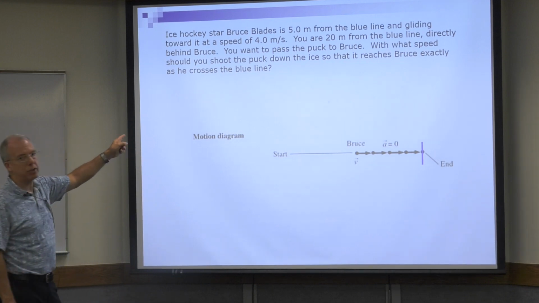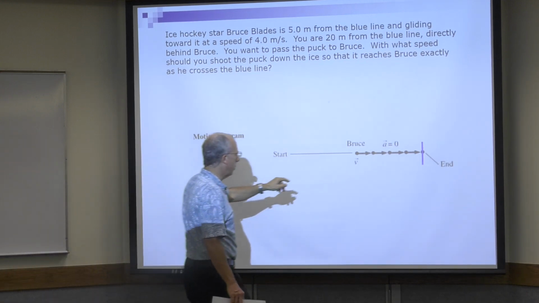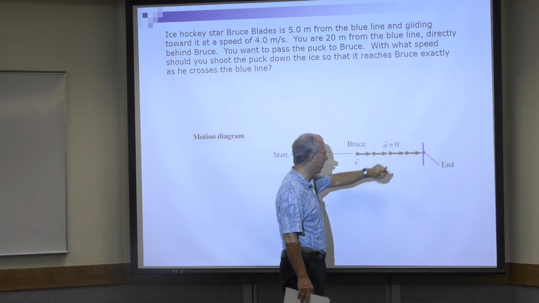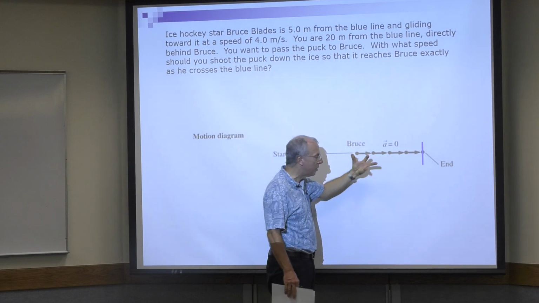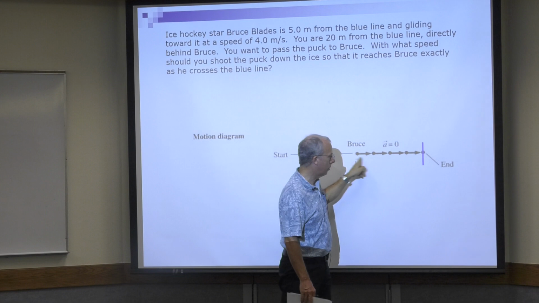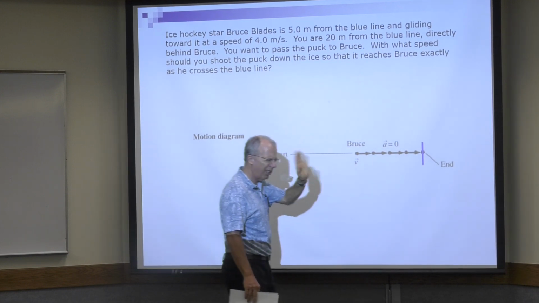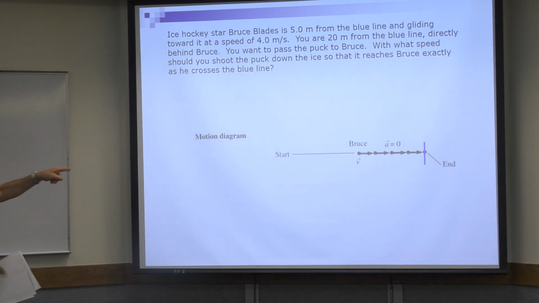Now we know that the puck is going to have to go a whole lot faster than 4 meters per second, right? So there's Bruce going towards the blue line, acceleration 0, nice motion diagram. All this does is help you start to visualize things. You draw the motion diagram, a equals 0 to the right, so velocity is positive, just stuff like that. So that's one object.